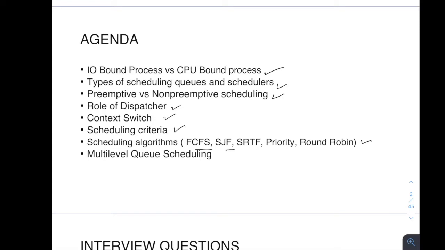I will tell you the advantage and disadvantage of each of them, and also I will solve a numerical here, like give you an example of how it works. And at last, I will also cover multi-level queue scheduling. So all these I will cover in this session.